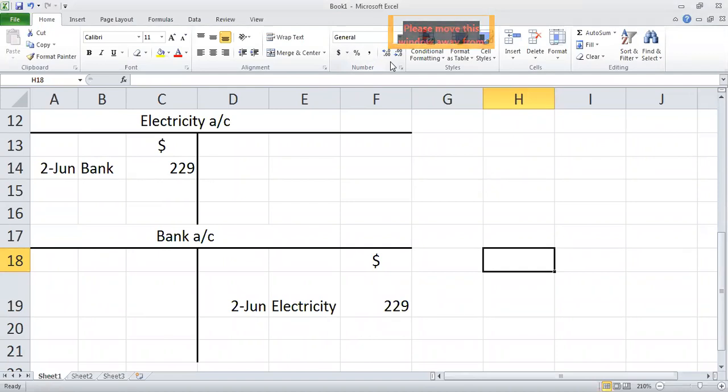Same thing. See, it's an increase. All right, let's continue.